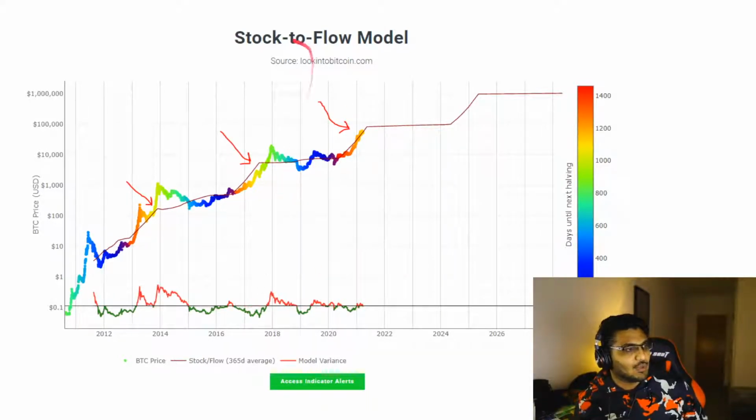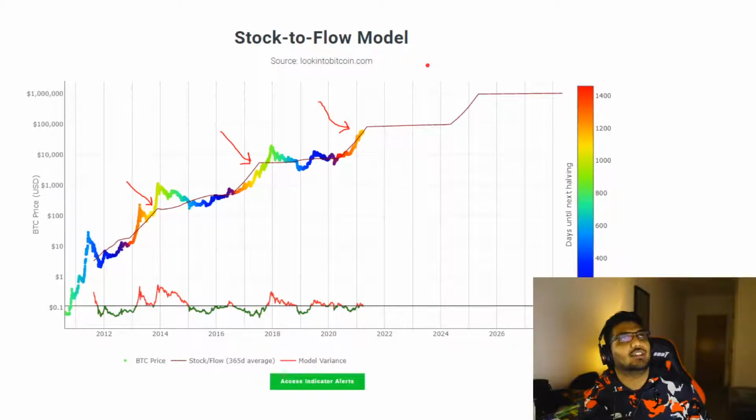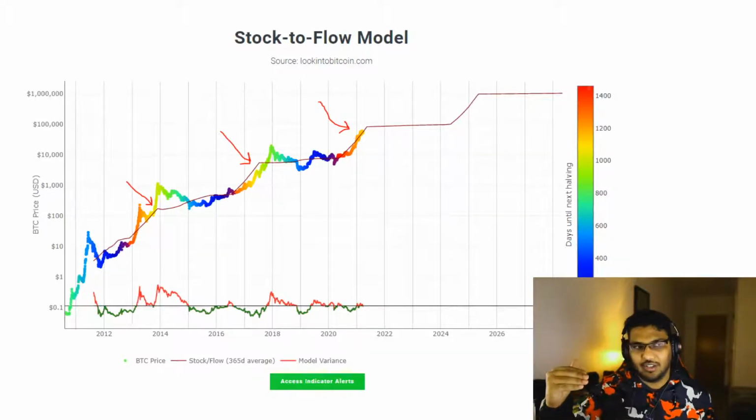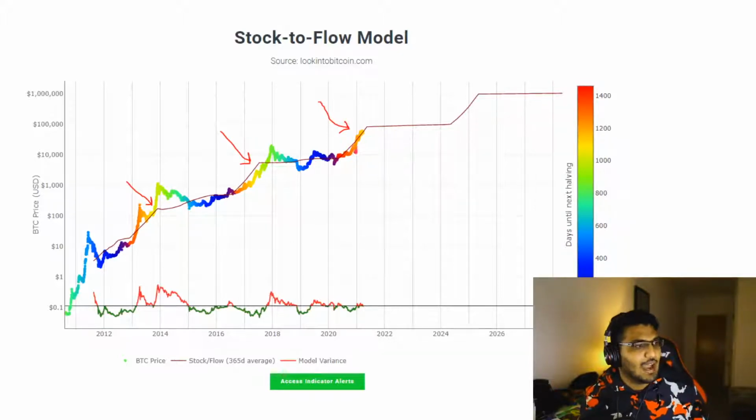So this was a model used to measure things like gold and platinum. This is where we are right now in 2021. You could see this red, and this red just represents how many days until the halving. And that halving just means the supply is going to change drastically. And you could see the last time we were here was around this red region, right? And look at where that price went. That price went from probably 3,000 here all the way up to 20,000.